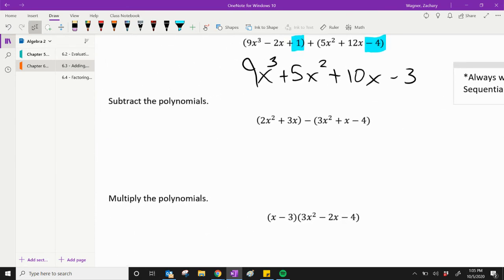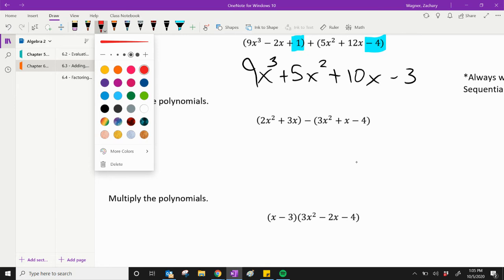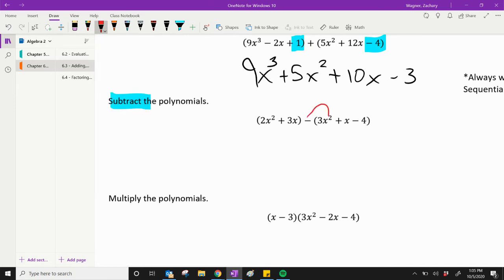Next is subtracting polynomials. Make sure to distribute that negative sign to every single term inside those parentheses. What I mean by that, you are subtracting 3x squared, you are subtracting x, and you are subtracting negative 4. I would almost rewrite it out after you do that. We're minus 3x squared, minus x, and plus 4. We have to subtract the entire term. Now we combine like terms.